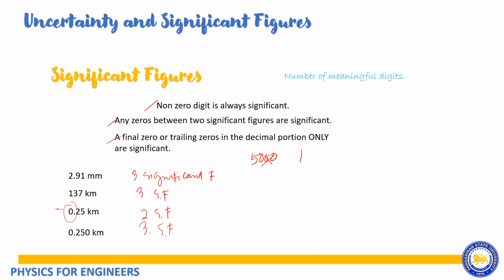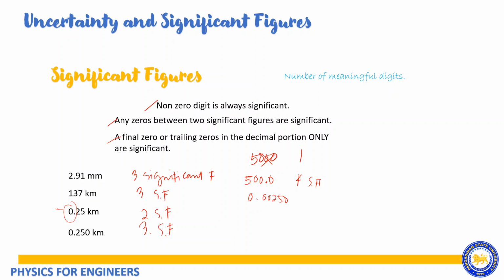So, isa lang. So, kapag ganito naman, 5,000.0. Yan. Ilan ang significant figure? Isa lang ba? No. Magiging apat na yan kasi significant figure daw yung after decimal portion, diba? Tapos, ito ay pasok dun sa any zeros between significant figures. So, magiging apat na yung significant figure nito.